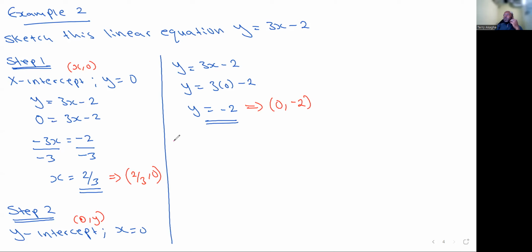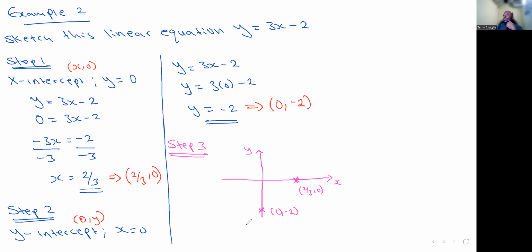Step 3, we're now told to draw the curve. So as usual, you draw your axis. Now, this is the x-axis, and this is the y-axis. The x-intercept is 2 over 3 comma 0. So let's say somewhere here. So this is what we call the 2 over 3 comma 0. The y-intercept is 0 comma minus 2. Let's assume it's here. And we have 0 comma minus 2. All right, then now we can draw the line.